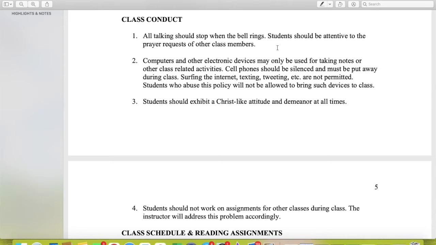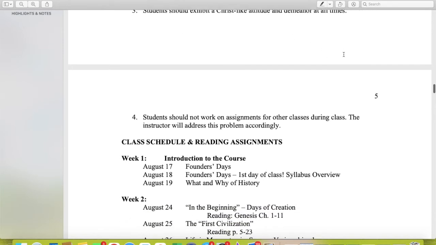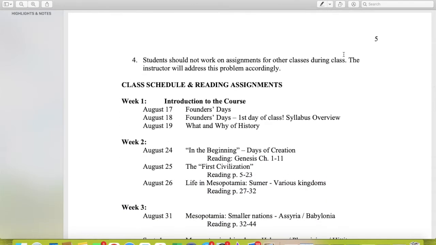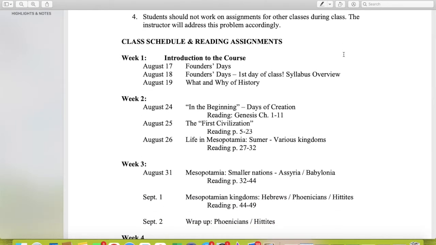Class conduct, again, we don't have too much problem with that for online students. That's more for residential, but students should exhibit a Christ-like attitude and demeanor at all times. So if you're in a forum with somebody or you're talking about something in a forum and you disagree with somebody, make sure that you are respectful of their opinion.